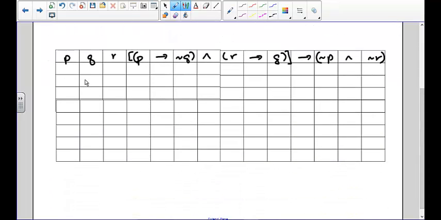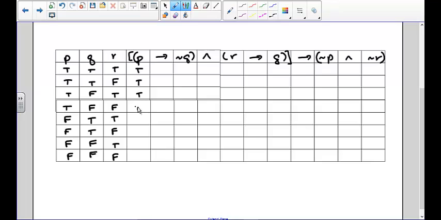Then we fill out the rows. So remember, for P, we do 4 trues, 4 falses, then 2 trues, 2 falses, and then true, false, true, false. Okay, now we just fill in the columns, just copy down what we have in the first 3 columns, whether it's copying down or doing the opposite.